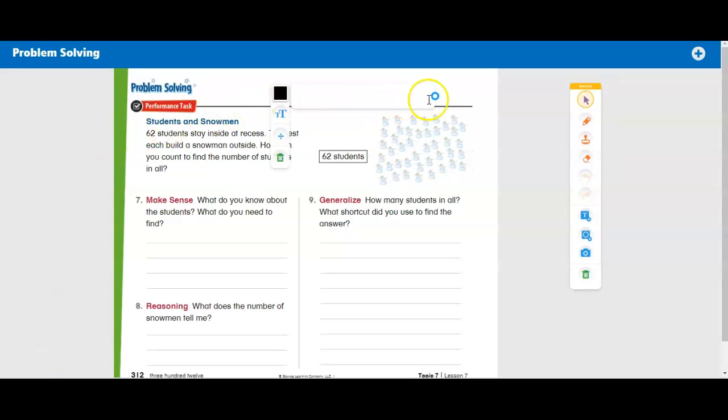The last section of your workbook page includes short answer writing. I am going to be helping you solve 7, 8, and 9. This says, students and snowmen. 62 students stay inside at recess. The rest each build a snowman outside. How can you count to find the number of students in all?